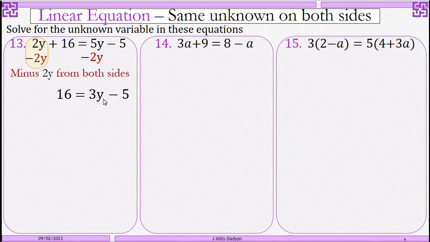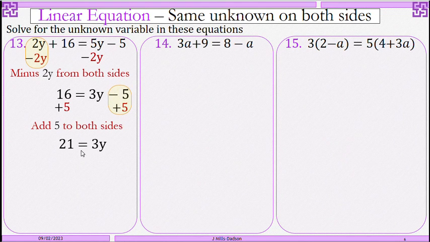Now it becomes a standard equation. Don't get worried because the 3y minus 5 is on the right hand side. You can choose to put this all here and 16 all there if that's what you so want. But you can still solve it. Get rid of the minus 5. And how do you get rid of minus 5? Add 5 to both sides.